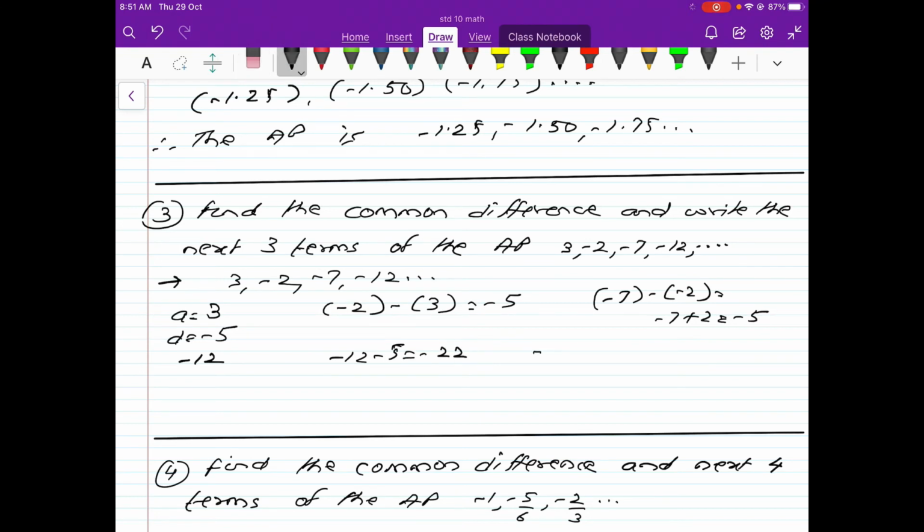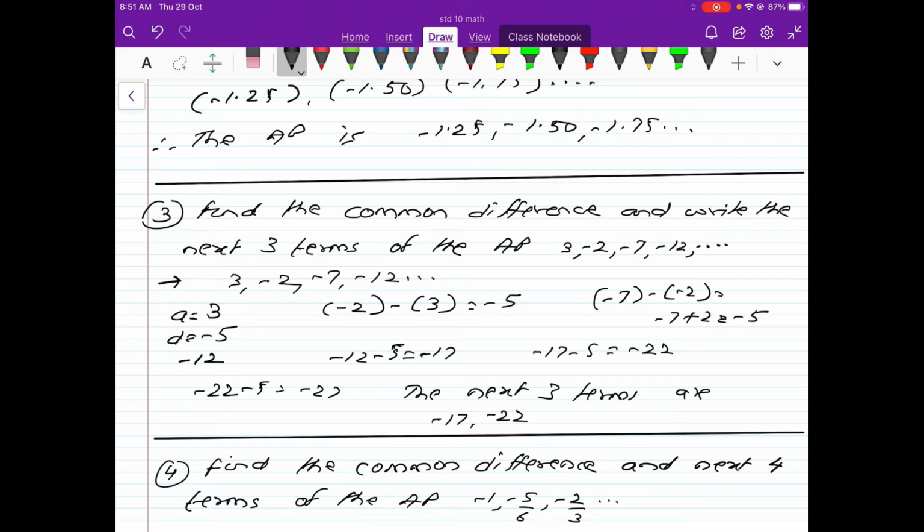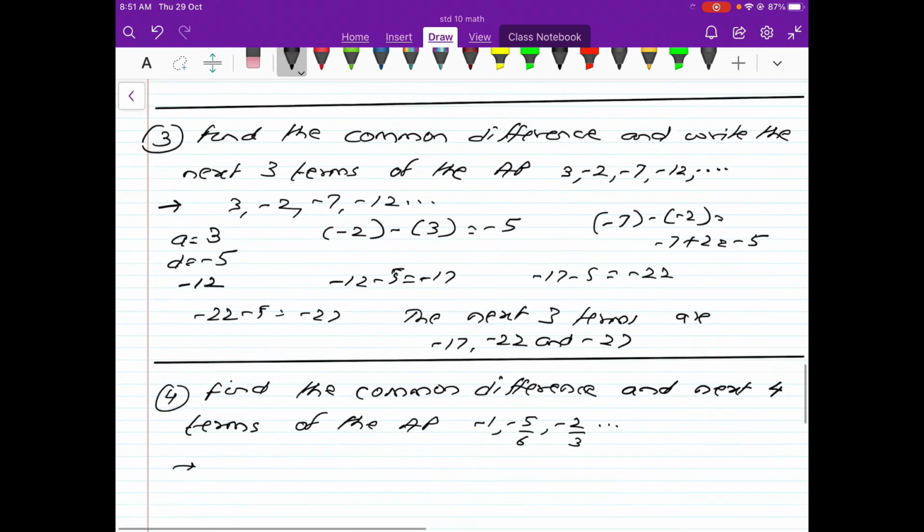After this term, minus 17. Next will come minus 17 minus 5, so it will be minus 22, and after that minus 22 minus 5 means it will come minus 27. So the next three terms are minus 17, minus 22 and minus 27. So this is how we do it.